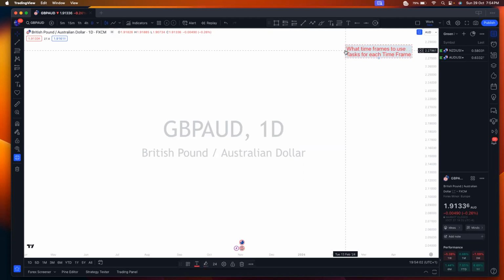So now when it comes to what time frames to use, the time frame you use as traders depends on the kind of trader you are. Do you understand? You don't expect a swing trader to be using the same time frames as a scalper. So like I told you guys, it depends on the kind of trader you are.